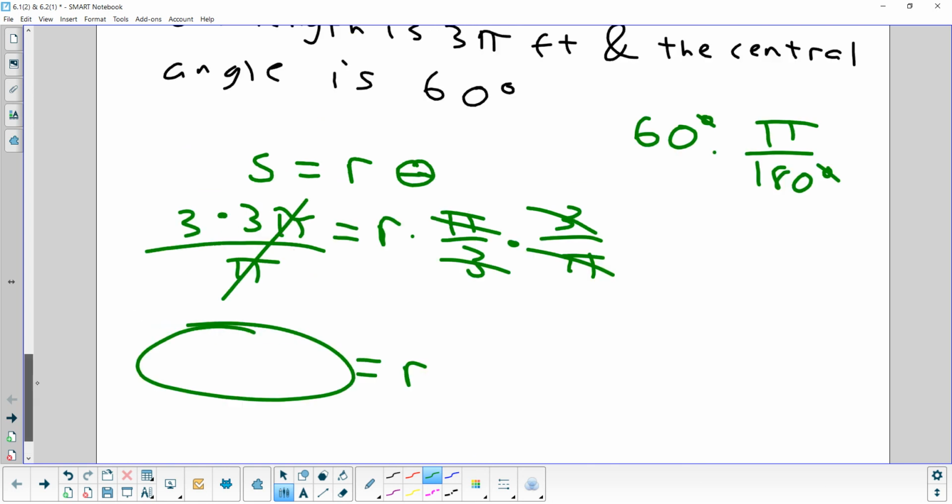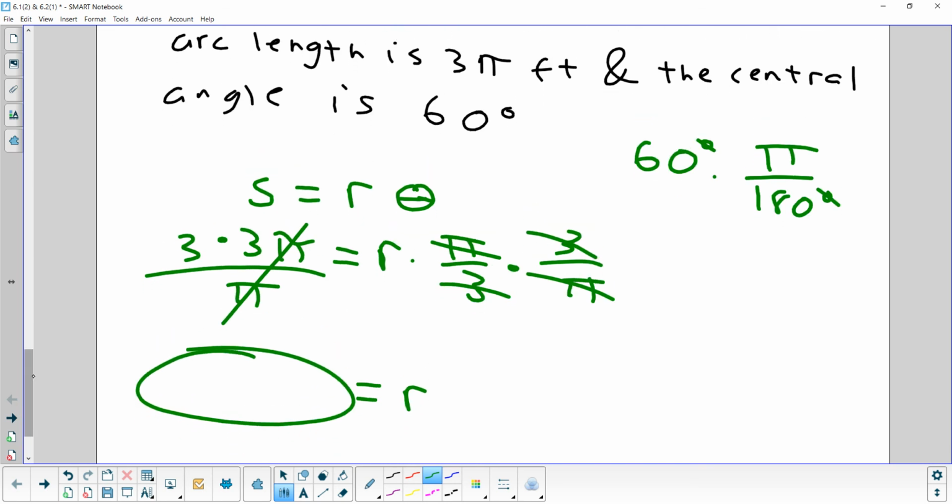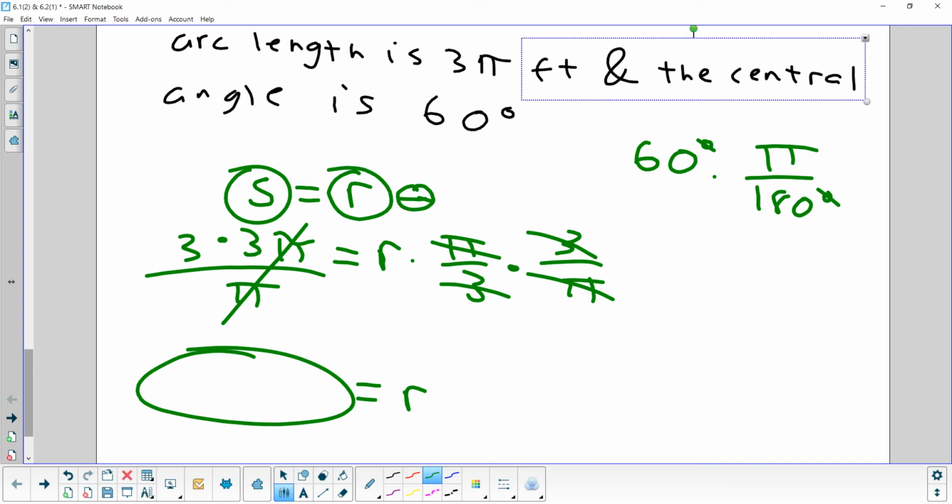So what do I get for a radius in this one? Yep. 9 feet. There are 2 variables in that formula that have to be measured in length. S and R. If you're ever solving for either one of those, put a label of length on it. Just look back at your problem. Feet. Any question on that? All right, so that's how you use the arc length formula.